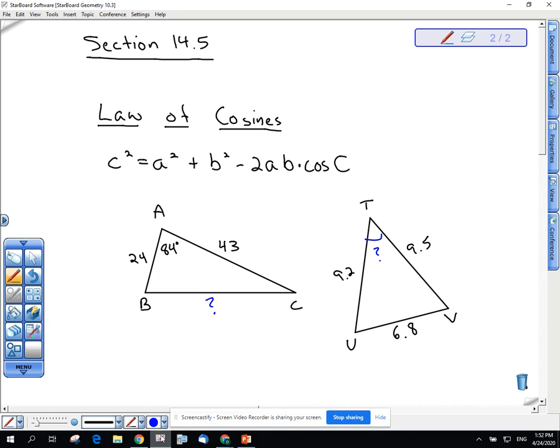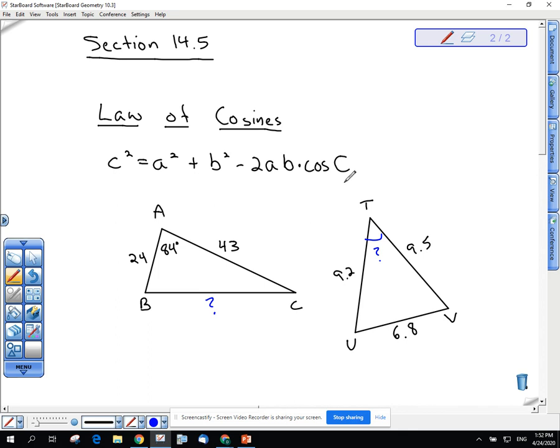Okay, but anyway, the law of cosines is what you see here on the screen, and it's c squared is equal to a squared plus b squared minus 2ab times the cosine of C, and a key point there is that capital C is what we're taking the cosine of. All of these lowercase letters here stand for side lengths. The capital C stands for an angle measure.